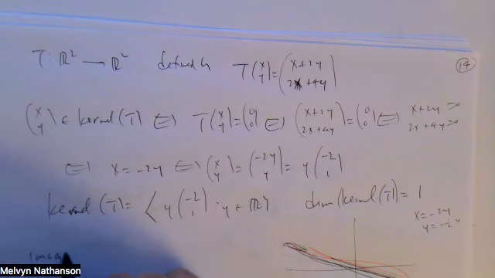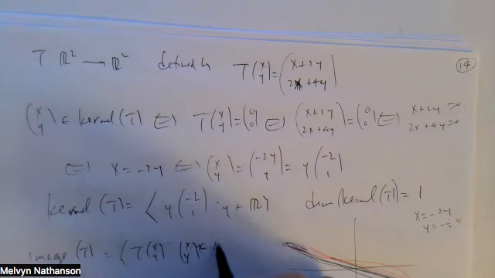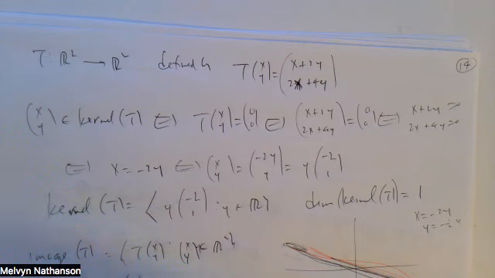What is the image of T? It's the set of all vectors of the form T of (x, y) for (x, y) in R2. That's all vectors of the form (x plus 2y, 2x plus 4y) for all x and y in R2.